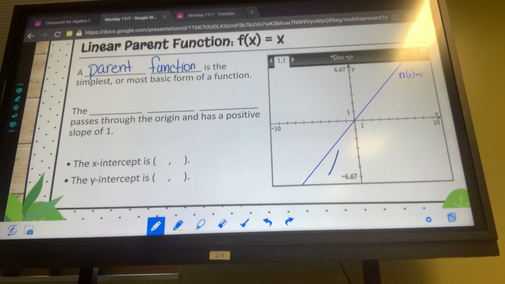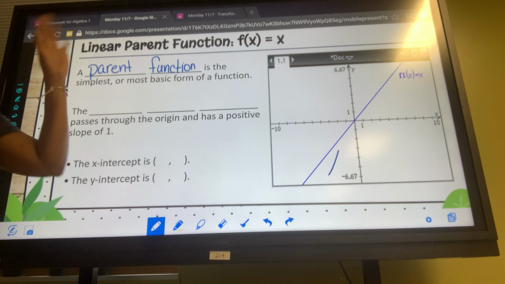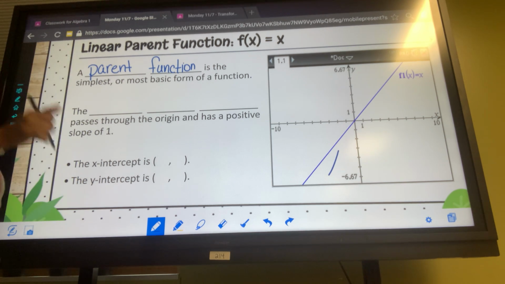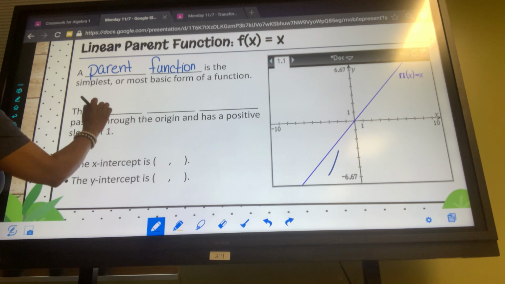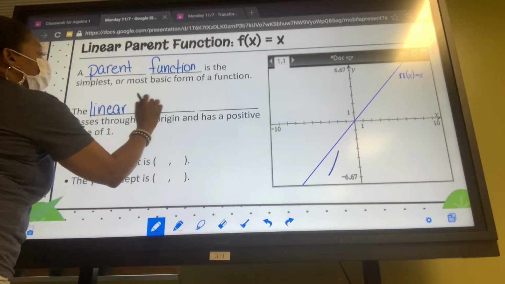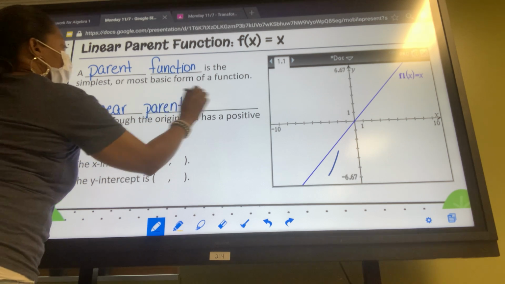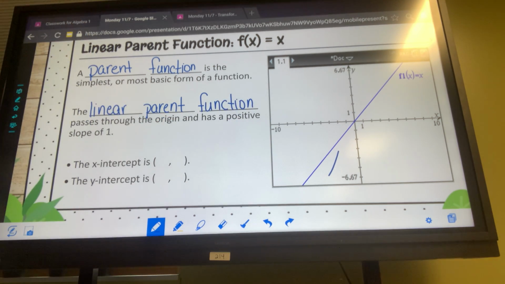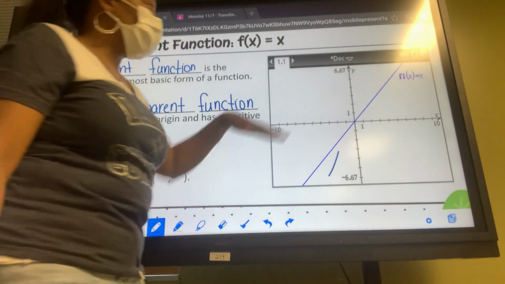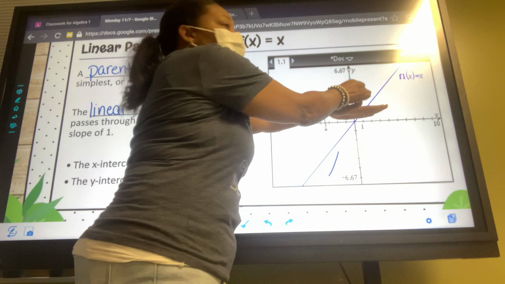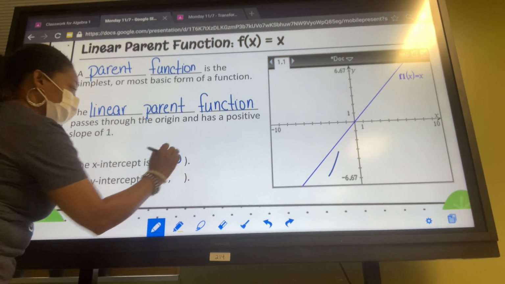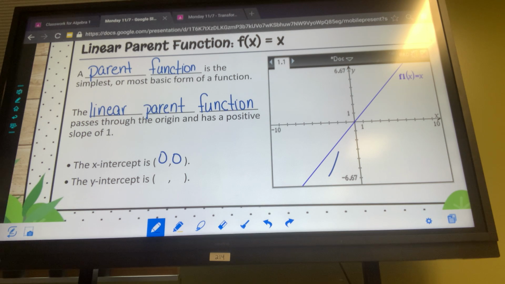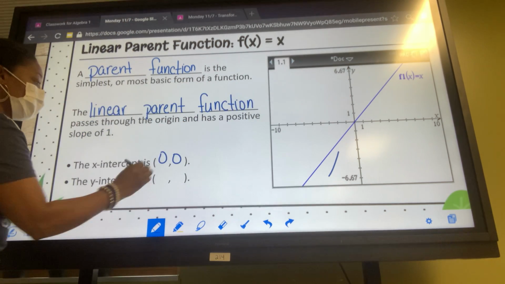Notice it has a slope of 1. It's a positive slope, and it goes through the origin. So the linear parent function passes through the origin and has a positive slope of 1. Notice our x-intercept: it intercepts our x-axis right here at the origin, so it's at (0, 0). Our y-intercept intersects the y-axis at (0, 0) as well.